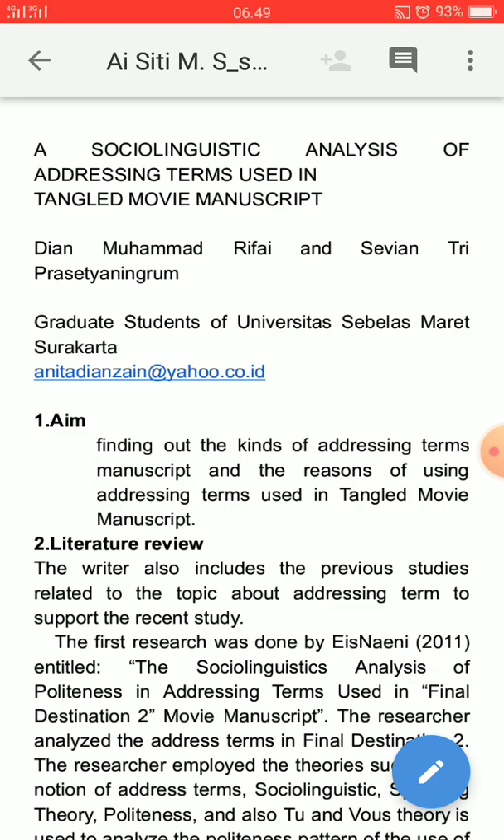But before, do you know the Tangled movie? Yes, of course, all of you know the Tangled movie because it's famous, right?